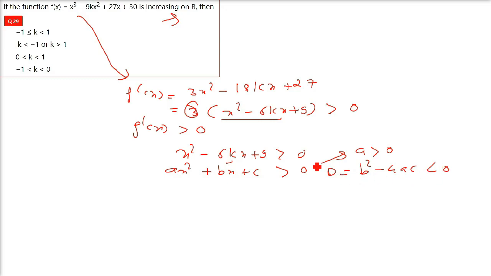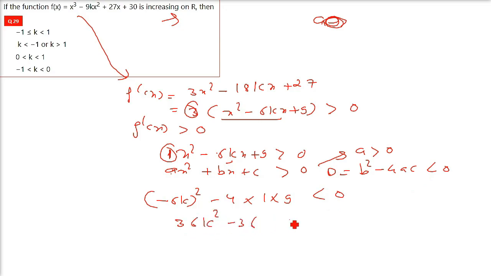Now when you compare this x square minus 6kx plus 9 with ax square plus bx plus c, a is 1, already it is greater than 0. So the only thing left with us is b square minus 4ac should be less than 0. What is b? Minus 6k. What is a? 1. What is c? 9. So you have b square minus 4ac less than 0. So this is 36k square minus 36 less than 0.